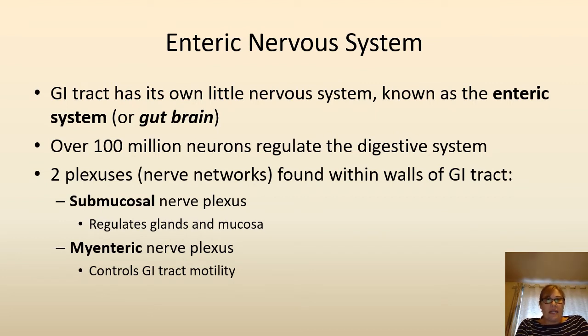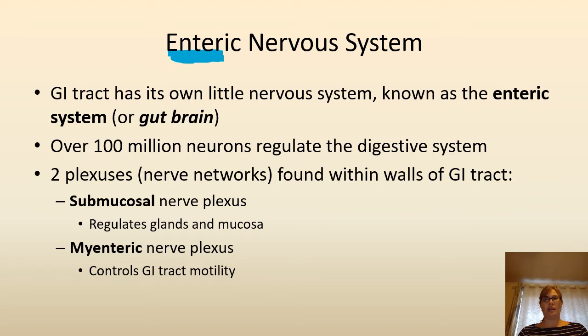Remember I said whenever you have entero or mesentero, entero means intestine. So the enteric nervous system is the section of the nervous system devoted entirely to digestion. We call this the gut brain. The GI tract actually has its own little nervous system, and this is something that's been studied for a really long time. There are over 100 million neurons which regulate the digestive system. We know that there's the sympathetic nervous system and the parasympathetic nervous system. They have different impacts on digestion.